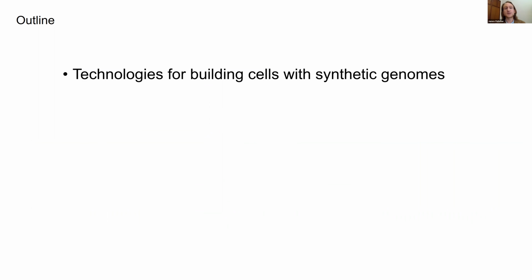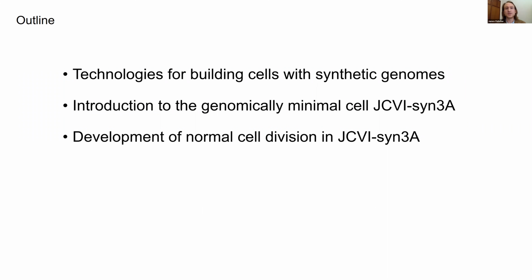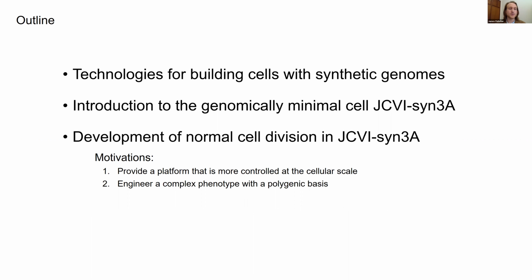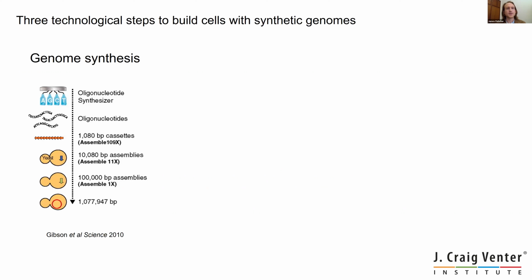I'll first summarize some technologies for building cells with synthetic genomes that are relevant to this talk. And then I'll introduce the genomically minimal cell JCVI Syn3A, and then describe the development of normal cell division in this cell. Our motivations were to provide a platform that's more controlled at the cellular scale. Also, cell division is an example of a phenotype or a process that has a complex genetic basis with multiple genes contributing. So this work provides an example of engineering this complex phenotype. There are other complex processes that likewise depend on a wide range of genes. So this is an example of that. And then the last part of the talk will be working to understand cell division by applying models that have been developed for vesicles.